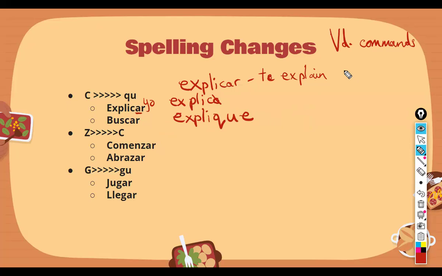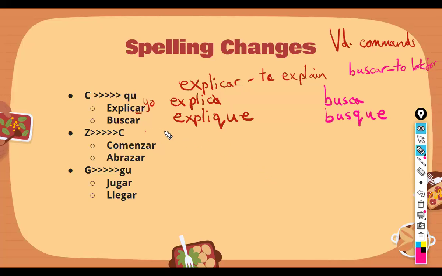Buscar, to look for, is another example of that. So I want to tell the teacher, look for my paper, please. In English, we would say please. So busco is the original, but now I have BUSC. So it needs to become BUSQ. It's AR. So I add an E again, right? Busque mi tarea, por favor. Right?